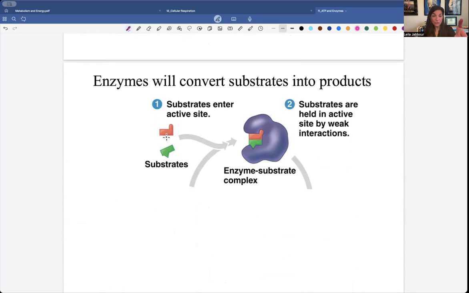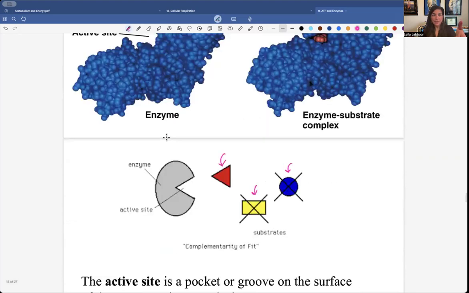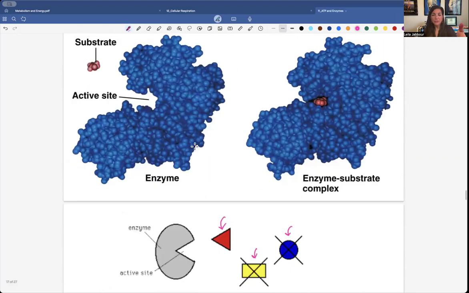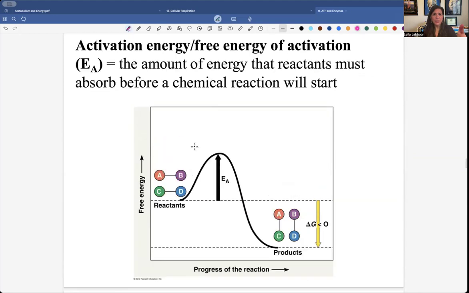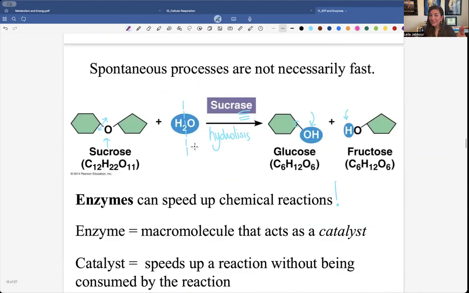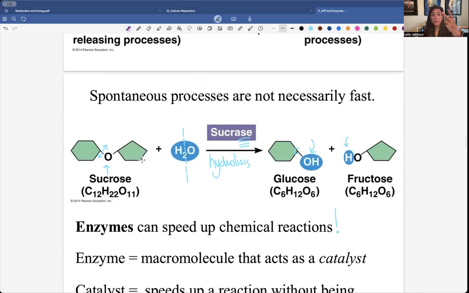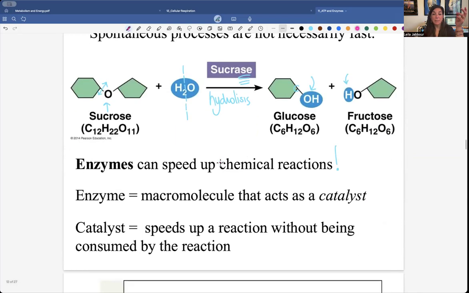And here there's the illustration of two substrates. This picture only showed one substrate. But if we want to stick to our sucrose example, let's go back over here. There we go. We had two substrates: the sucrose and the water molecule. And these two substrates are going to get very close to each other in the sucrase enzyme.